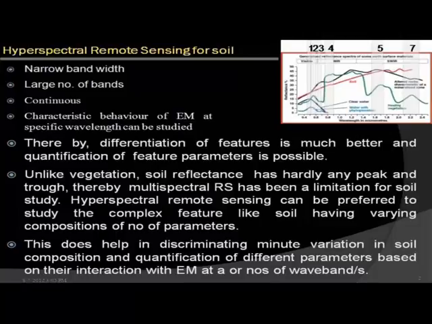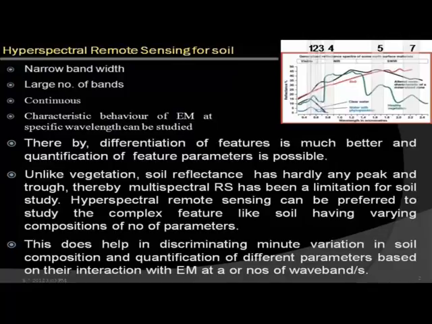The potential of hyperspectral remote sensing with respect to soil is, as you see down on the right-hand side of the picture itself, the spectral reflectance curve of a vegetation, a soil and water, which is also compared with the spectra with bands 1, 2, 3, 4, 5, 7 of the TM sensor.